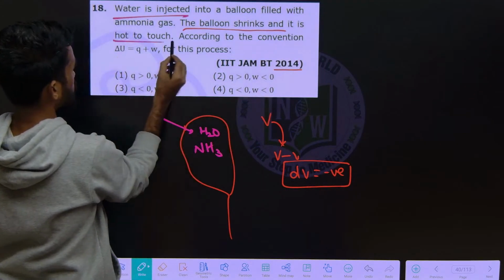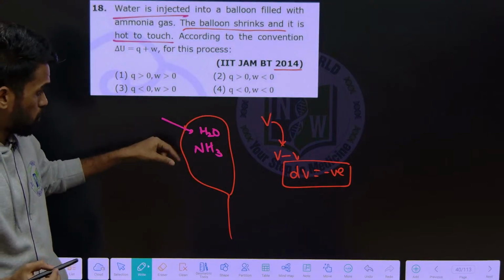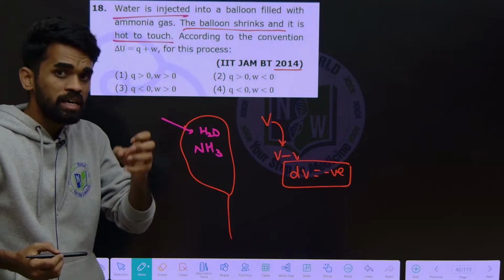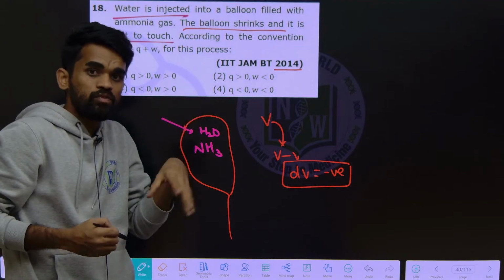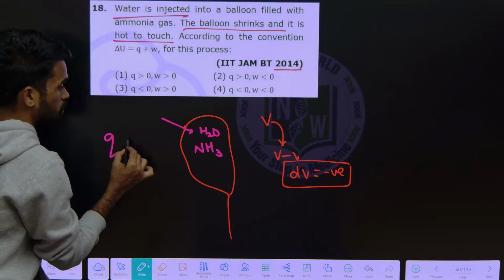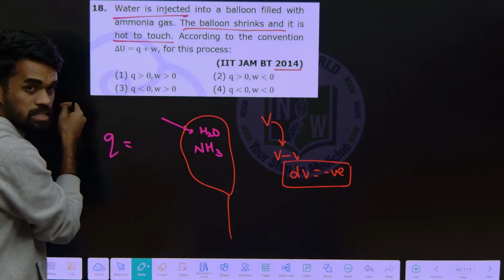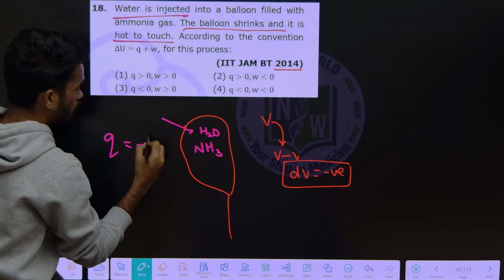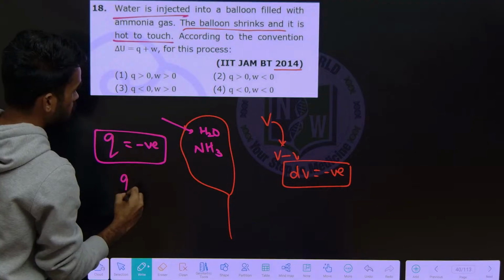And it is hot to touch. So when this process is happening and I touch this balloon, I feel hot. It means heat is coming out of that balloon, therefore we are feeling hot. So I can say heat is released by the system. If this is a system, heat is released, that's why we are feeling hot to touch. So I can say Q is negative here, Q is less than 0.